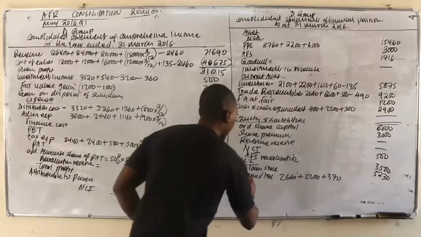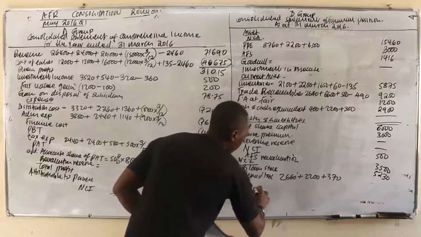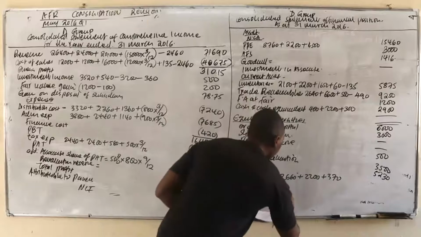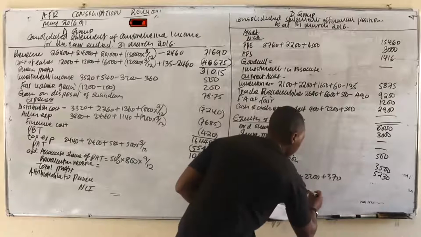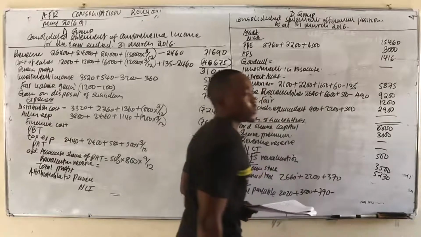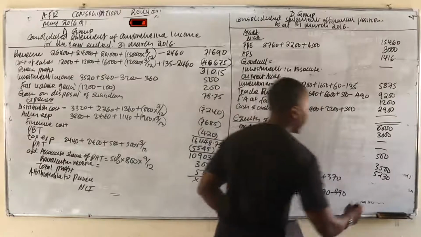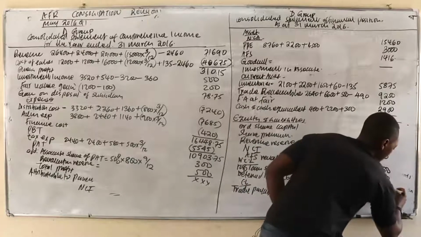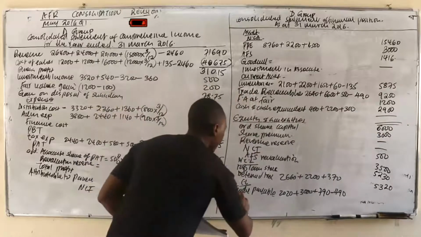Then we go to the current liability. To the current liability, we have trade and other payables. The trade payables, we have 20. Then you add 3000. Then you add 790. Then you deduct 490, the intergroup balances. 5328. And lastly, we have income tax. That's the current tax.